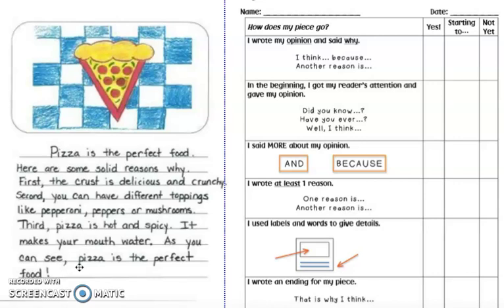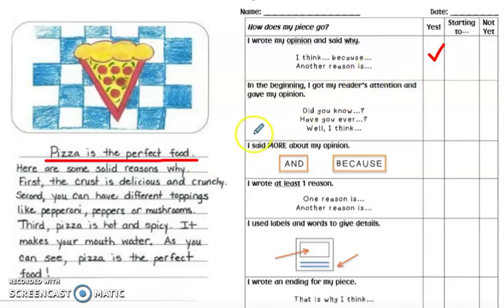Next, let's check these 6 points one by one. 那我们接下来呢，要一个一个检查这篇文章有没有满足检查表上的6个要点。Number 1, I wrote my opinion and said why. I think this student has her opinion in her first sentence. Pizza is the perfect food. So we use our red pen or pencil to underline this opinion. So I check yes. She does have the opinion sentence.